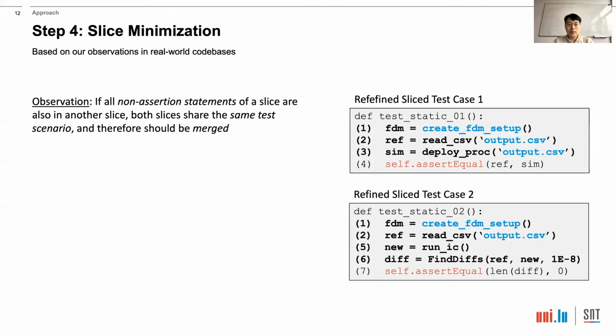And then we do the minimization check. This is from the observation that if all non-assertion statements of a slice are also in another slice, then we find that both slices share the same test scenario and therefore they should be merged. In this case, this is not the case because none of them is a subset of the other, so we do not need to merge them. So they are the final slices, meaning those two are the final decomposed test cases from the simplified example of the original system test case.